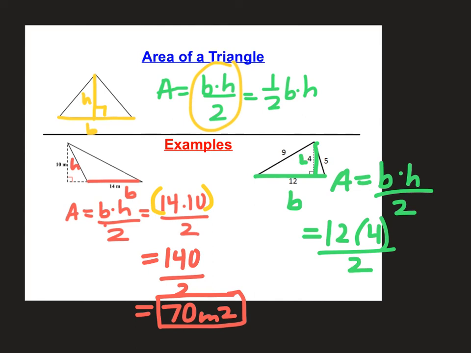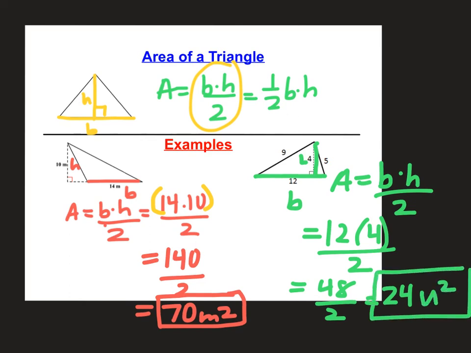Again, 12 times 4 gives me 48. And then we're dividing that by 2, and I get 24. This one doesn't have units, so we're going to do units, u squared. And that should be your final answer.